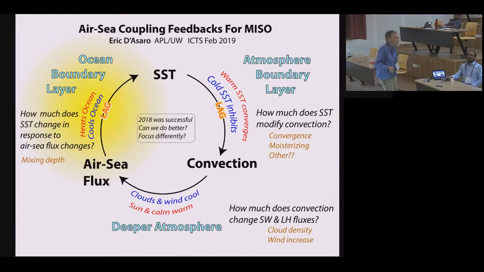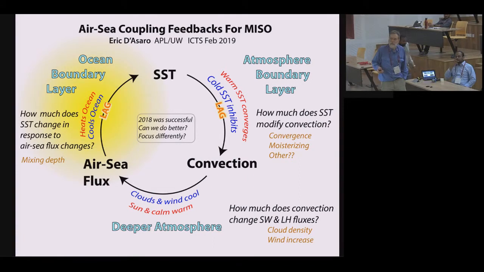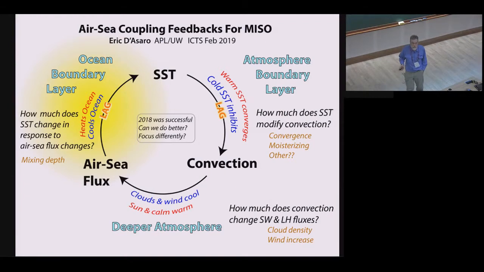This is a framework which I've tried to use to understand air-sea coupling in the monsoon, in which there are three different ones. One is SST. If the SST is warmer, then you get convection. We heard a little about this morning. Second one is if you have convection, it reduces the heating of the ocean because the clouds block the shortwave.